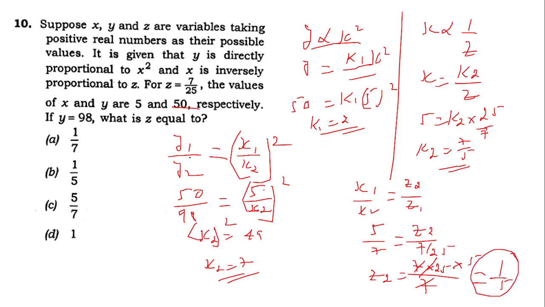So this is a simple method. Just take them in a proportion and just solve it, because the constant and all these things will take a long time. So let us not go with this method as of now. We'll go with this direct method. So the answer is option B, 1 by 5.